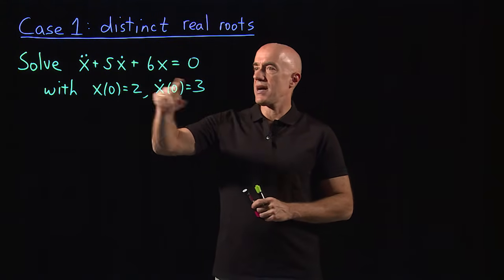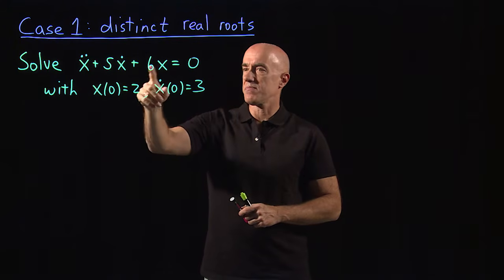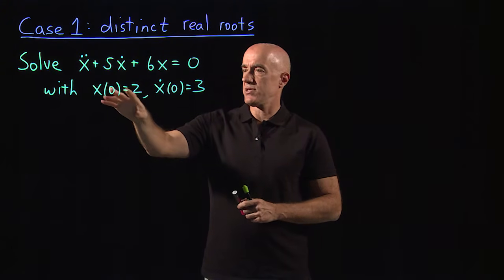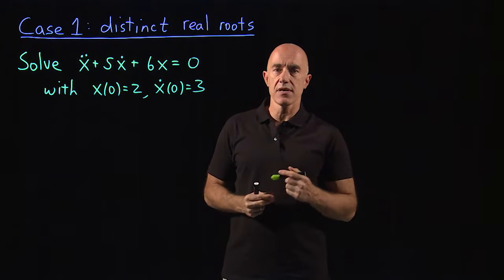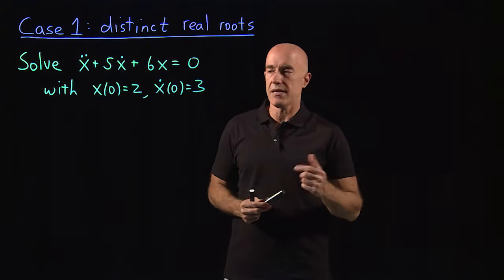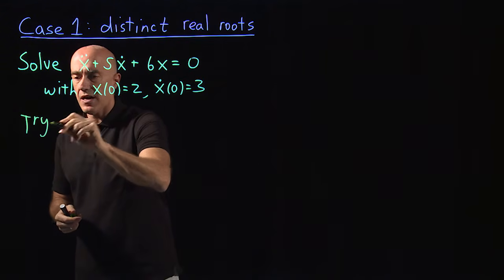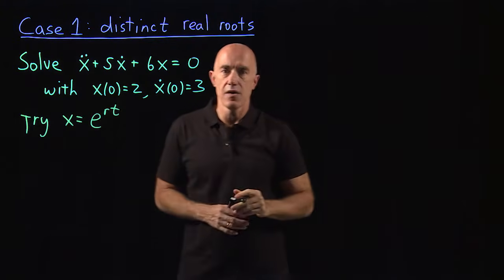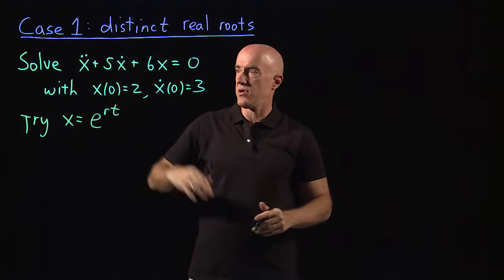Let's consider the constant coefficient equation x double dot plus 5x dot plus 6x equals 0. And we have two initial conditions, x of 0 equals 2 and x dot of 0 equals 3. So we solve the constant coefficient equation by an ansatz. We try x equals e to the rt. We substitute into the differential equation, and we're going to cancel e to the rt.